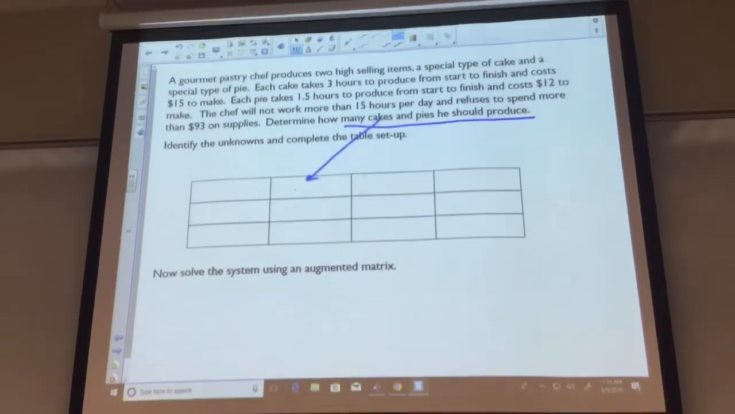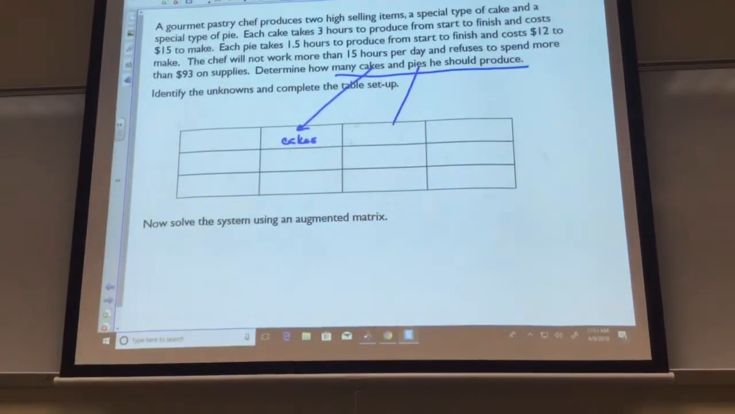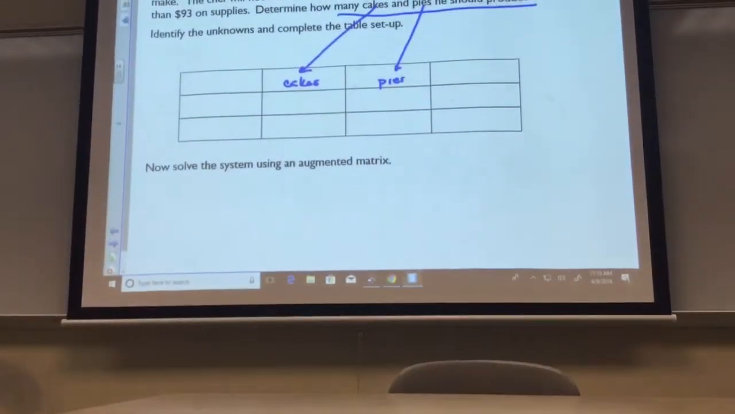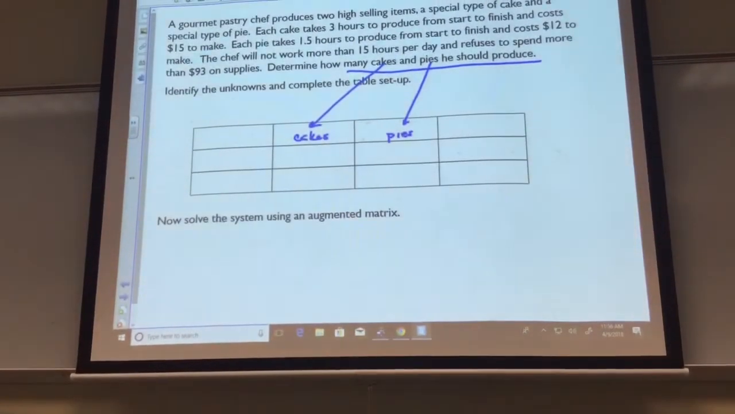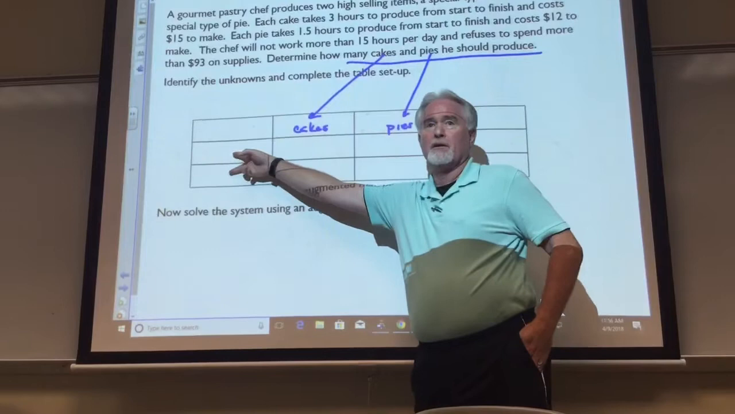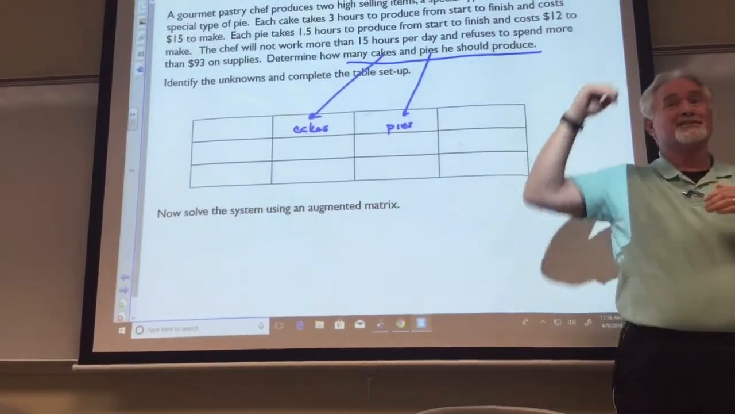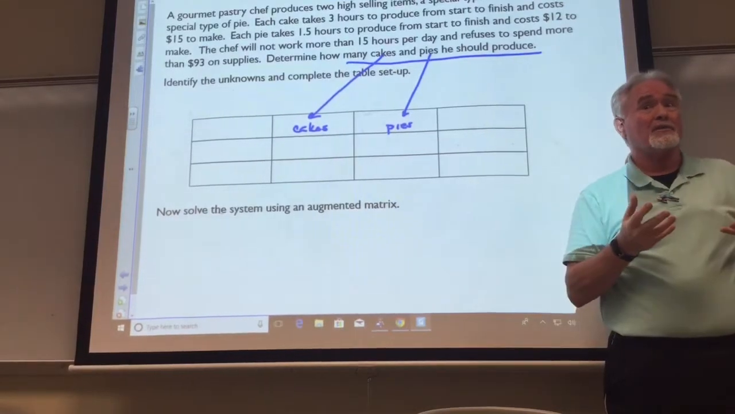Cakes, pies. Not on the rows. Don't put them over here on the rows, because then your matrix is going to look like you're rotated at 90 degrees, and it's not going to look like the matrix that you want to put into the calculator.